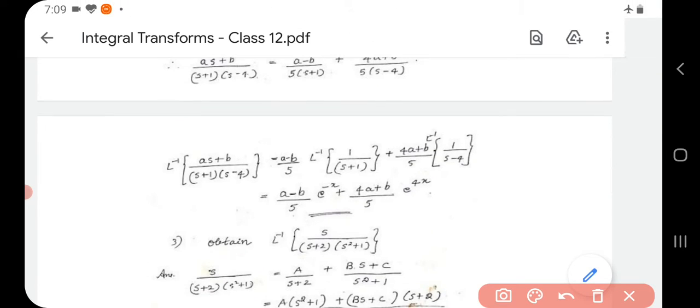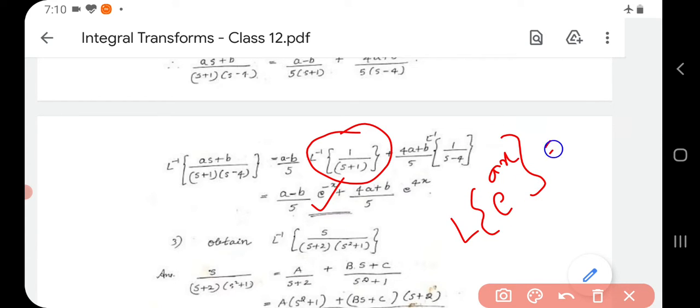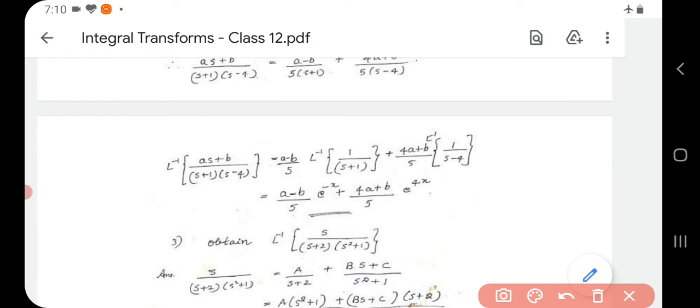Now, the rest everything we know. 1 by s plus 1, this Laplace transform, is of the form: L inverse of 1 by s minus a is e raised to ax. Here a is 1, but it has a plus sign, so instead of e raised to x, it will be e raised to minus x, which we have already discussed in our first class on Laplace transform. This also is the same thing. So this will be the answer.